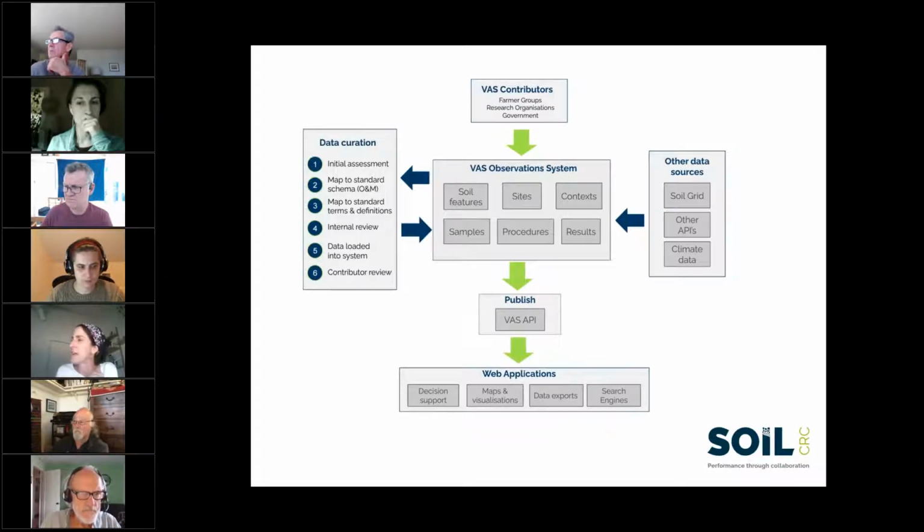And as well as data coming into the database, the observation measurement schema, we are bringing in data from other sources as complementary, such as climate data, and a number of web applications are being developed or will be developed.